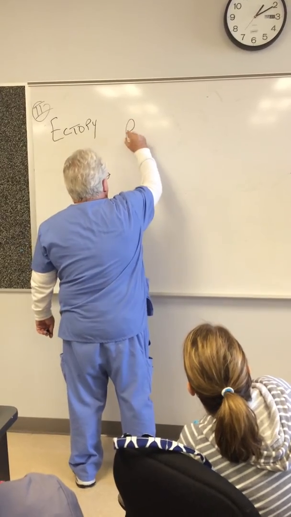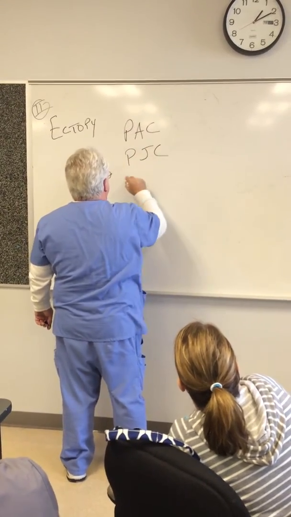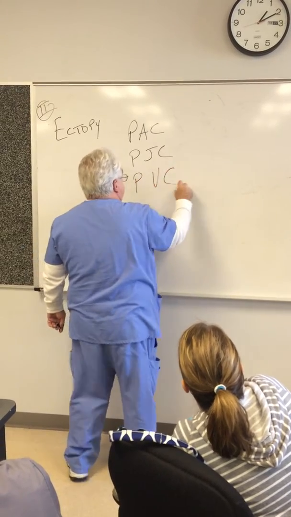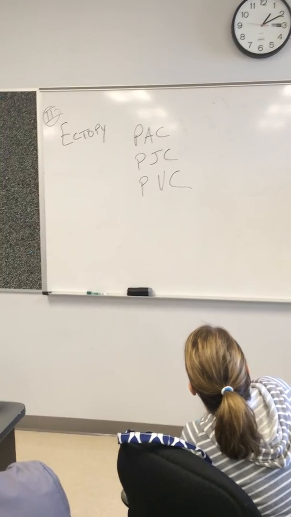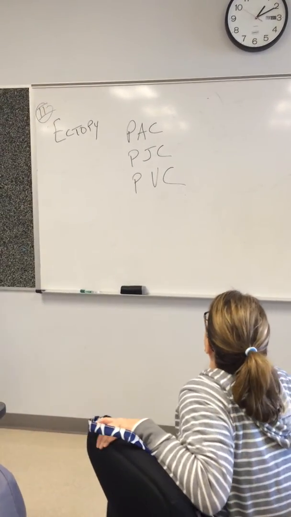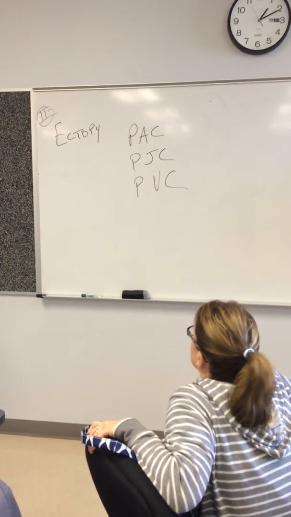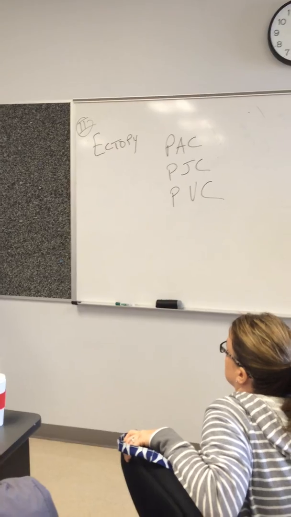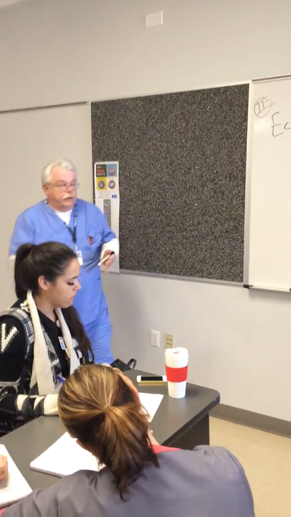There's 3 kinds of ectopy. The P all stands for the same one, and the C all stands for the same one, and that's premature contraction. So the differences are atrial, junctional, and ventricular contractions. And we already talked about where they're coming from. So knowing where they're coming from should help you identify what it is, right?